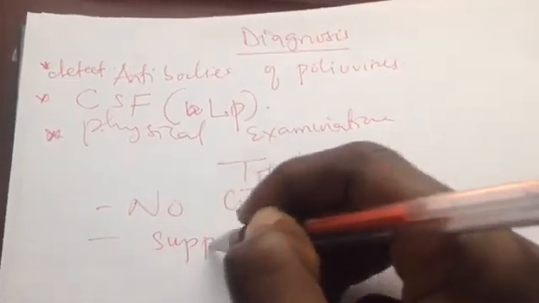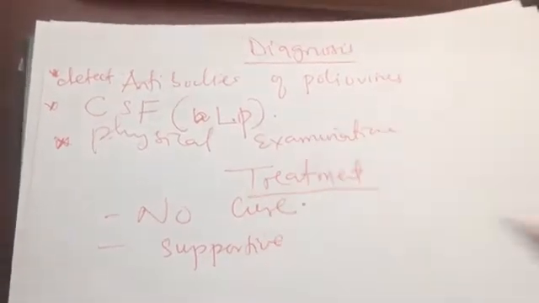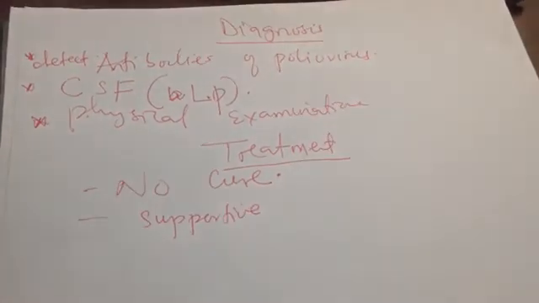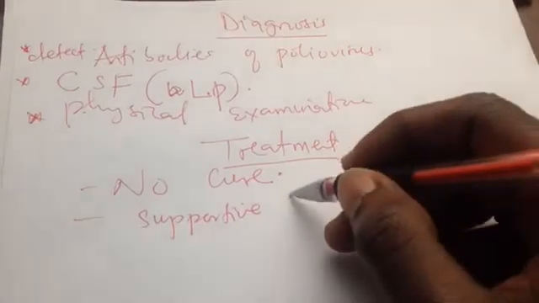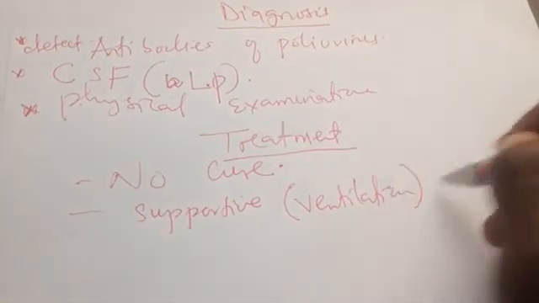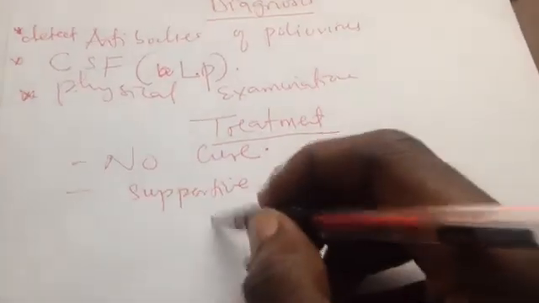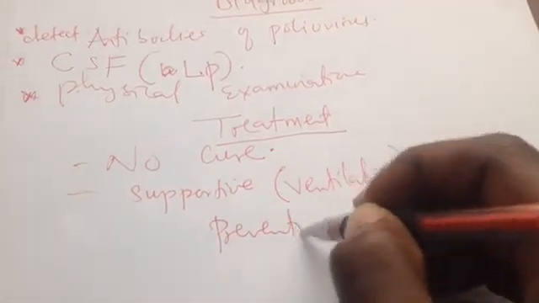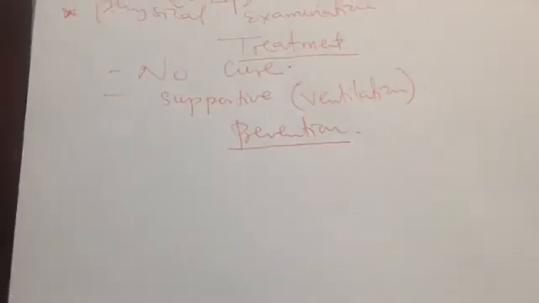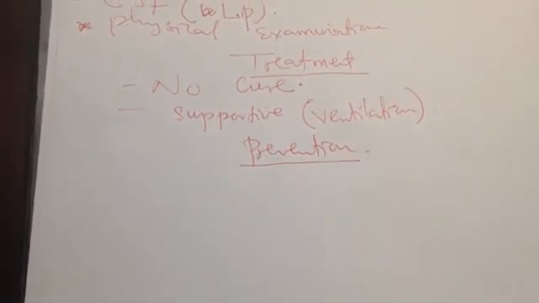Why supportive? Because we have seen that polio can affect breathing, right? So if polio can affect breathing, we can support the patient with ventilation, right? Ventilation. That's it. And then prevention. So how will we prevent? How can we prevent the poliovirus infection?